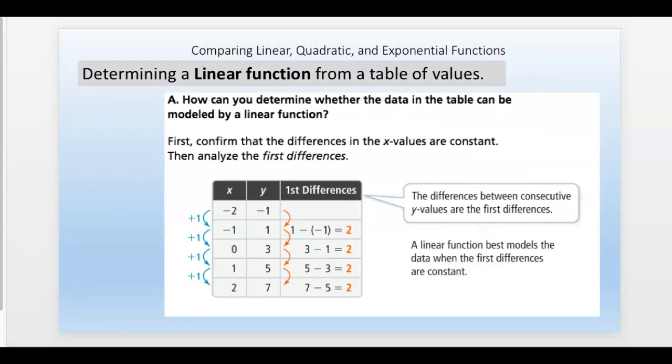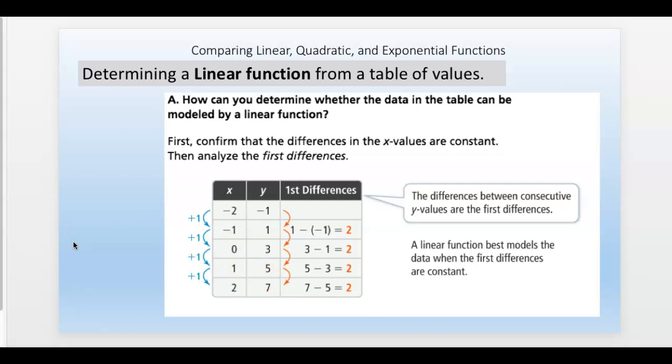Now, a table of values. This is kind of the hard part, okay? You're going to get tables of values, and I'm going to do these in the next video, and they're going to be the exit ticket here today. You're going to get x and y values. First, just make sure that the x values go up by 1, and then look at the y values. You have to try to determine, is this linear, is it quadratic, or is it exponential?